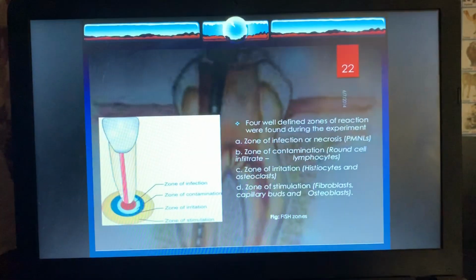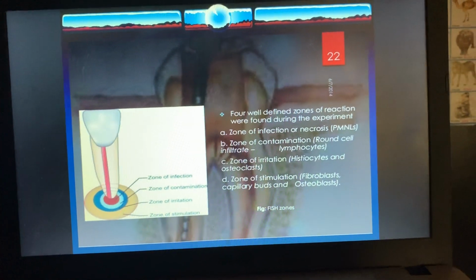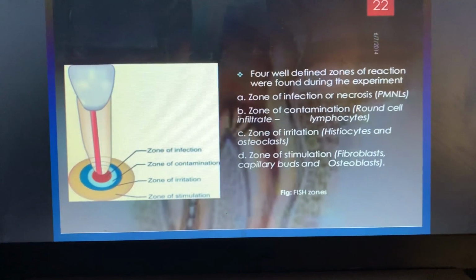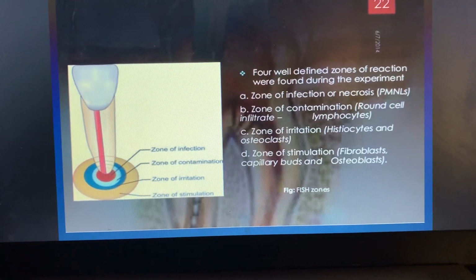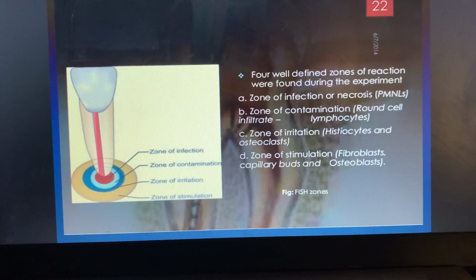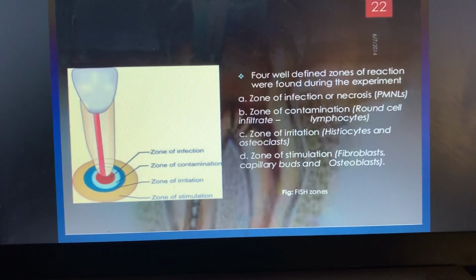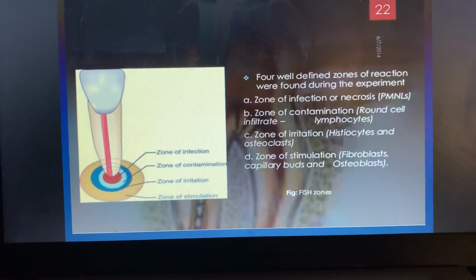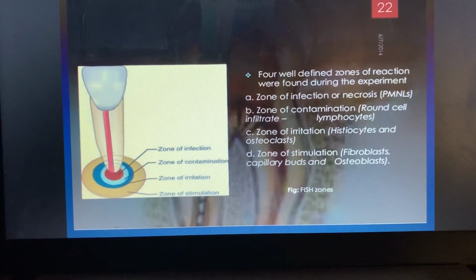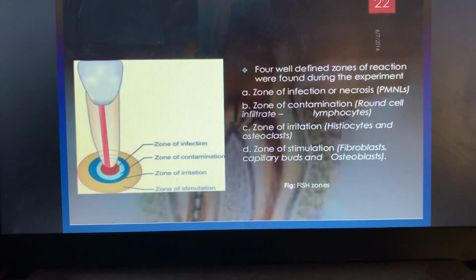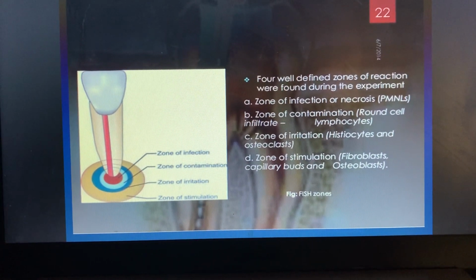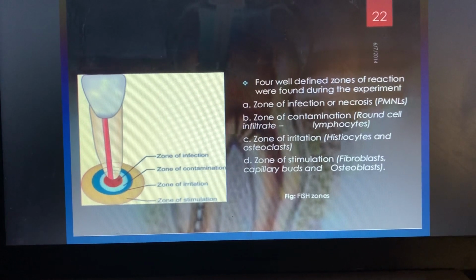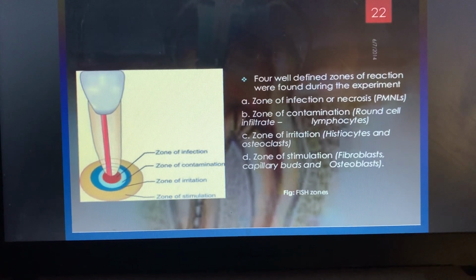The first zone is called the zone of infection, where the infection is present in the center of the lesion. The microorganisms are present only in that center area, and it consists of dead cells, destructive components and end products, protein decomposition products, etc. The cells predominantly seen in this zone are polymorphonuclear neutrophils, that is, leukocytes.